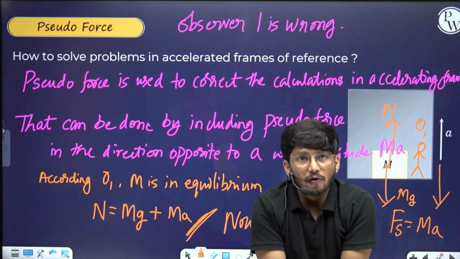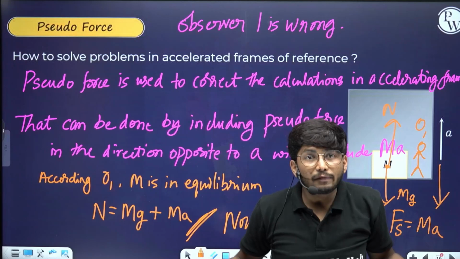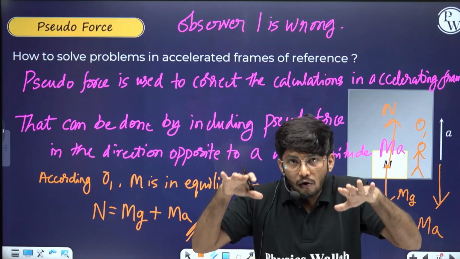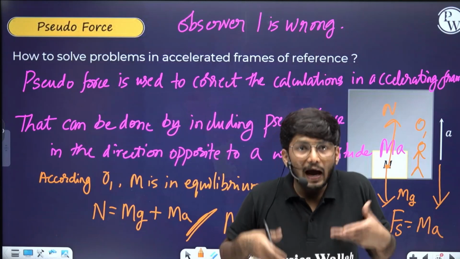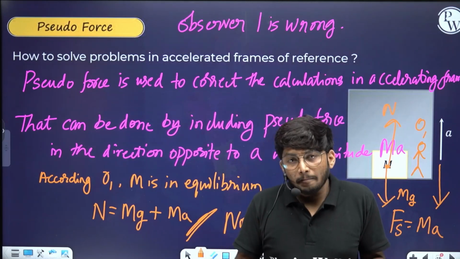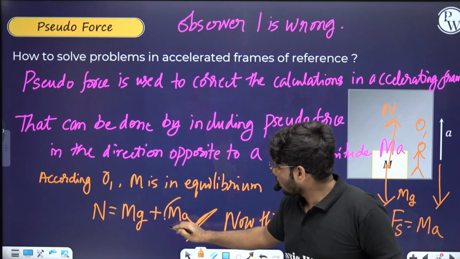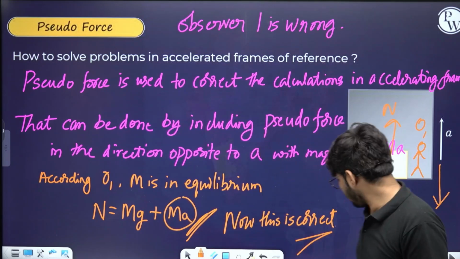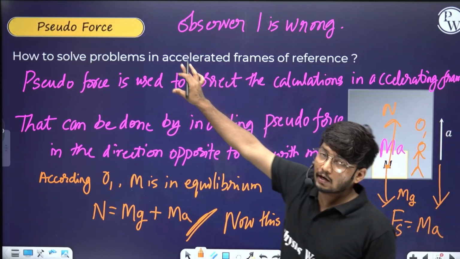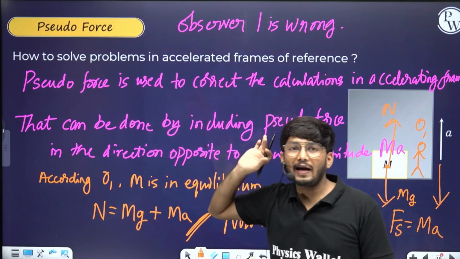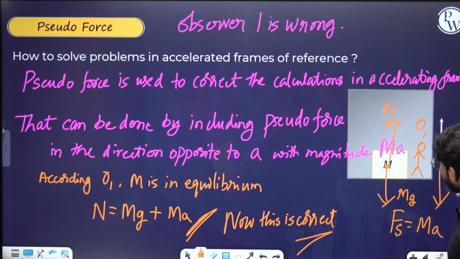When the lift is going up, we feel like our weight has increased, right? When we go down, we feel like the weight has reduced. So when we accelerate upwards, our extra weight is given by the acceleration of the lift times the mass we have. That is where the pseudo force concept comes into the picture. We can directly solve from the ground frame only, right?